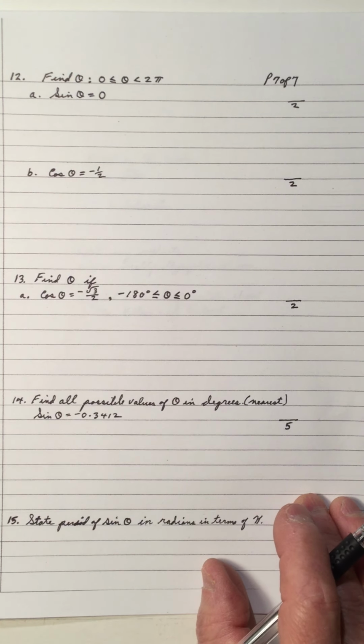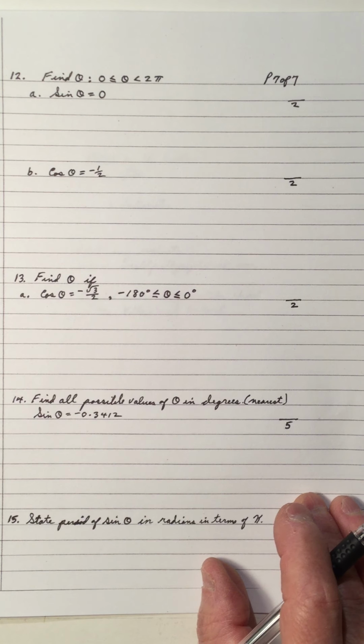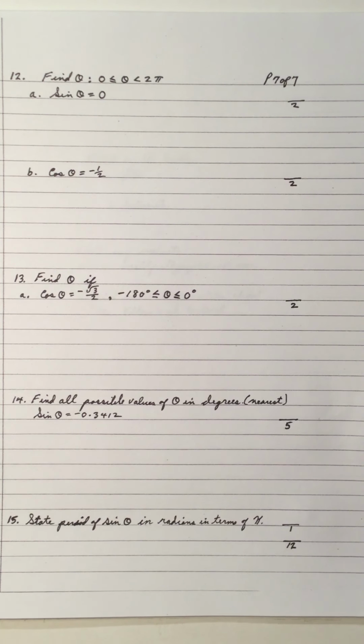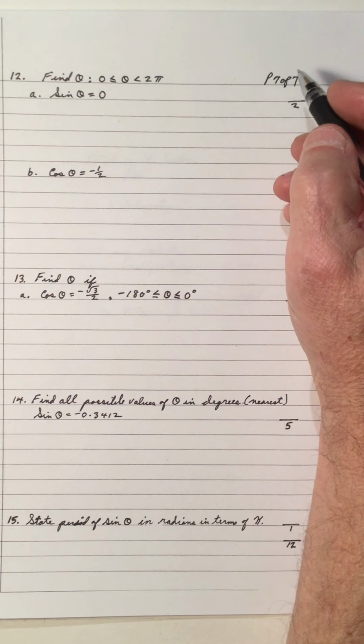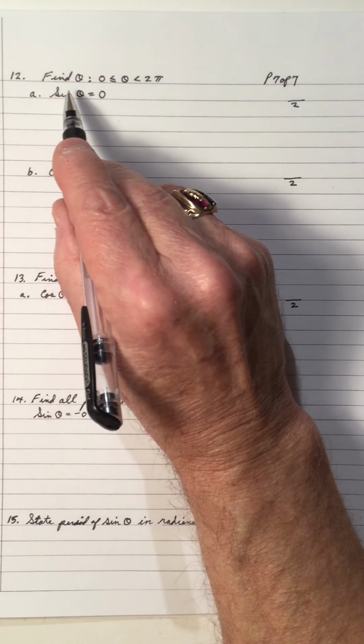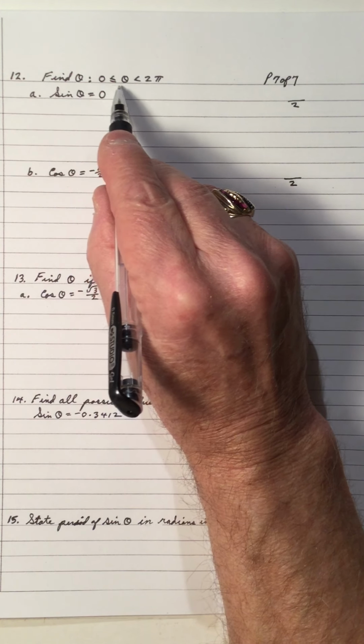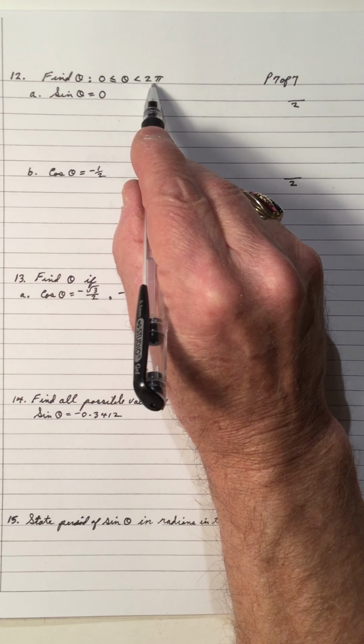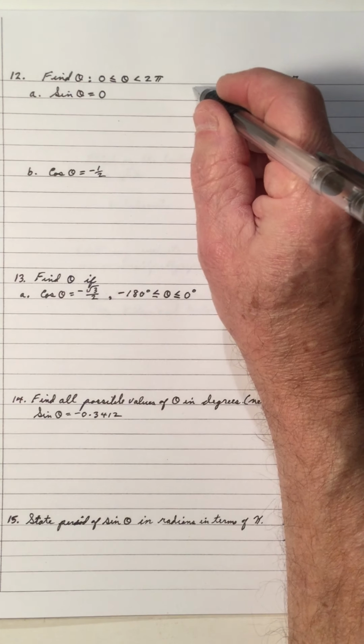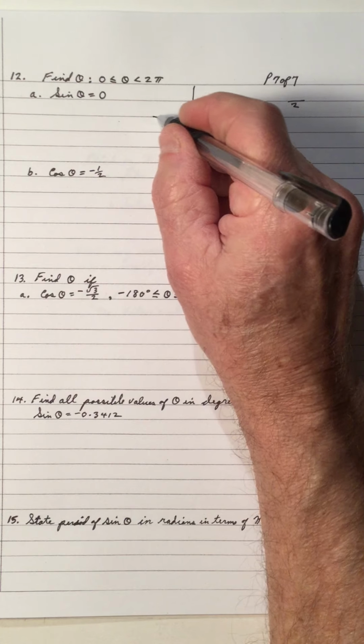In linear equations, degree 1, and quadratic equations, degree 2. Number 12, the final question, final page. Find theta, 0 less than or equal to theta less than 2 pi. 2 pi is in radians, so we have to give the answers in radians.